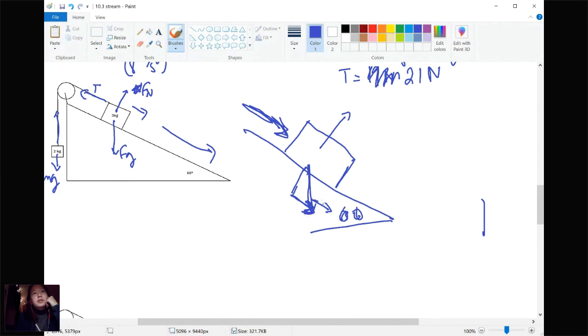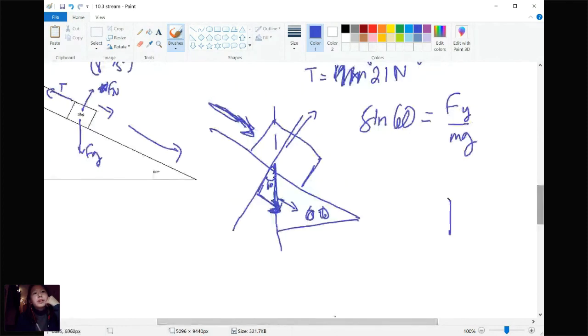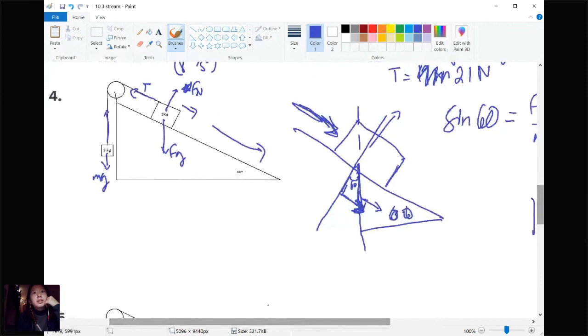So you have this arrow pointing down, and if you look at similar rectangles, it's going to end up that this angle is going to be 60 as well. So sine of 60 is equal to opposite, which is the force we're looking for, force in the y direction, over hypotenuse, which is mass times gravity. So let me go through that a little bit slower, right? Let me see if there was a way that my TA explained it in college that made a lot of sense, right?